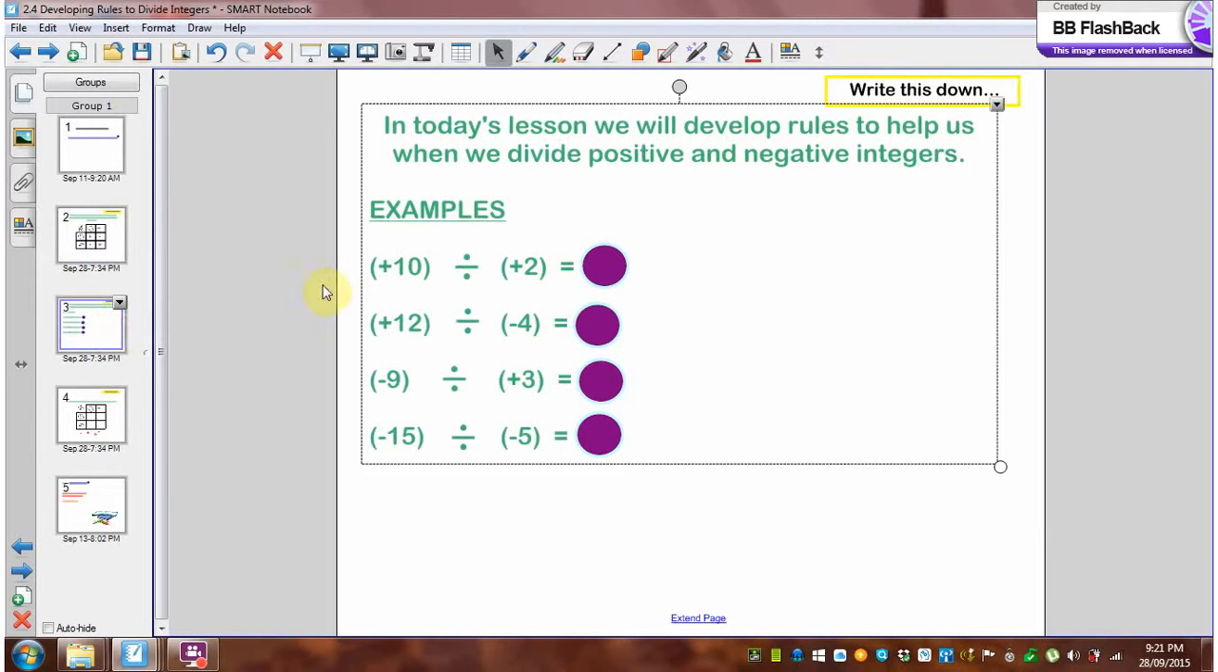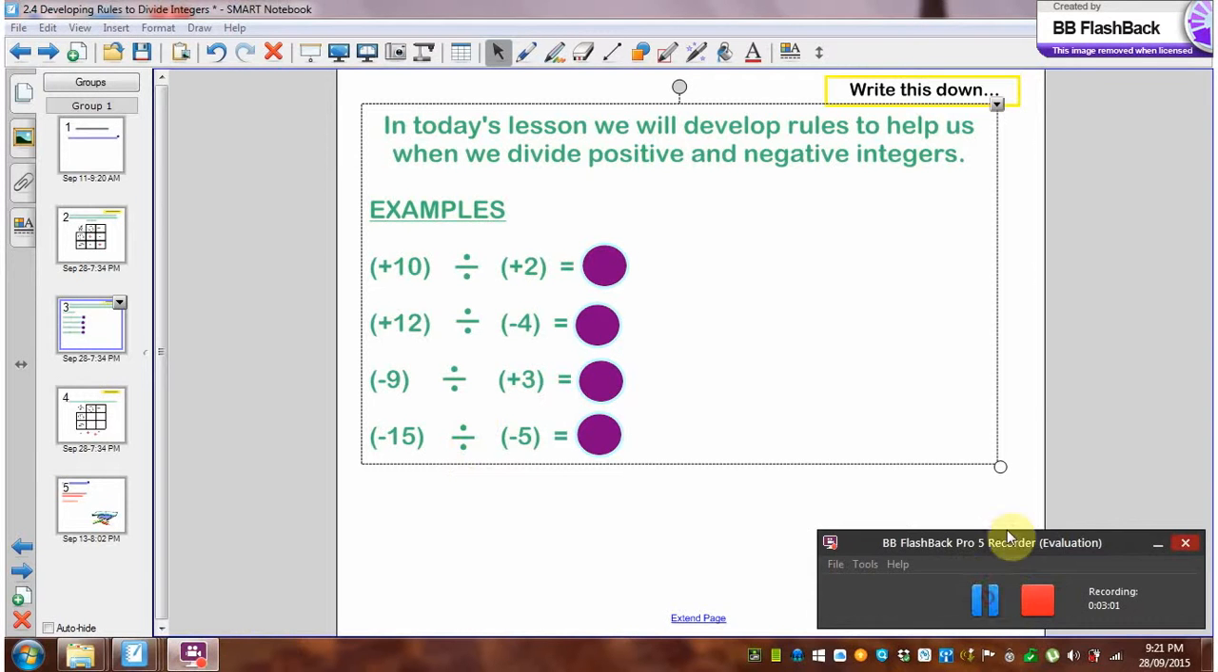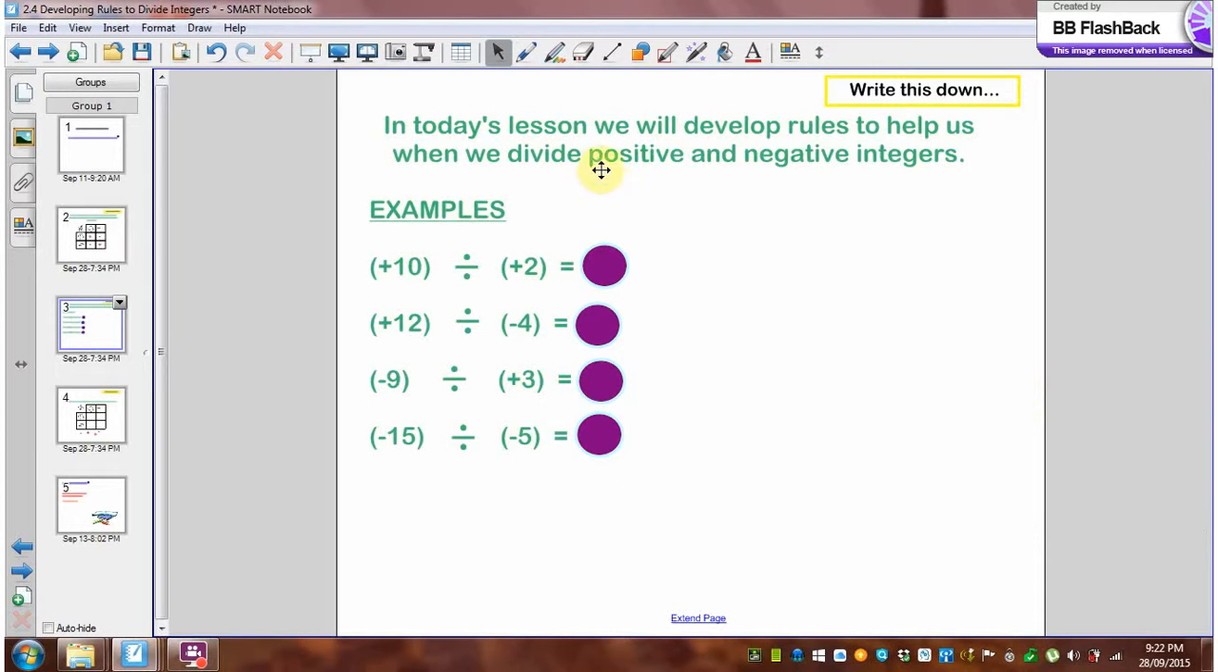Okay, so I want you to write this down. Write down this little note here to introduce the topic, and write down these examples, then we're going to work through them together. Pause the video until you have that all written down, and then when you come back, we will work through these examples together. Okay, you should have that written down by now.